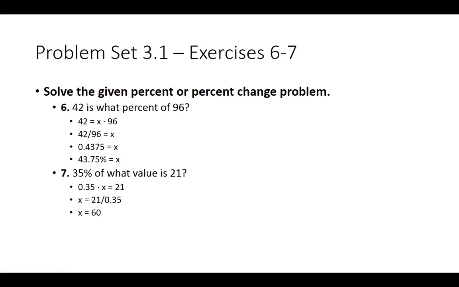In number 7, 35% of what value is 21? Again, directly translate. Of is multiplication. Is equals. What value, our unknown, is x. 35% needs to be written as a decimal, so move the decimal point 2 places to the left, we get 0.35. So this translated to 0.35 times x equals 21. We can solve for x by dividing both sides by 0.35, and 21 divided by 0.35 is 60. 35% of 60 is 21.